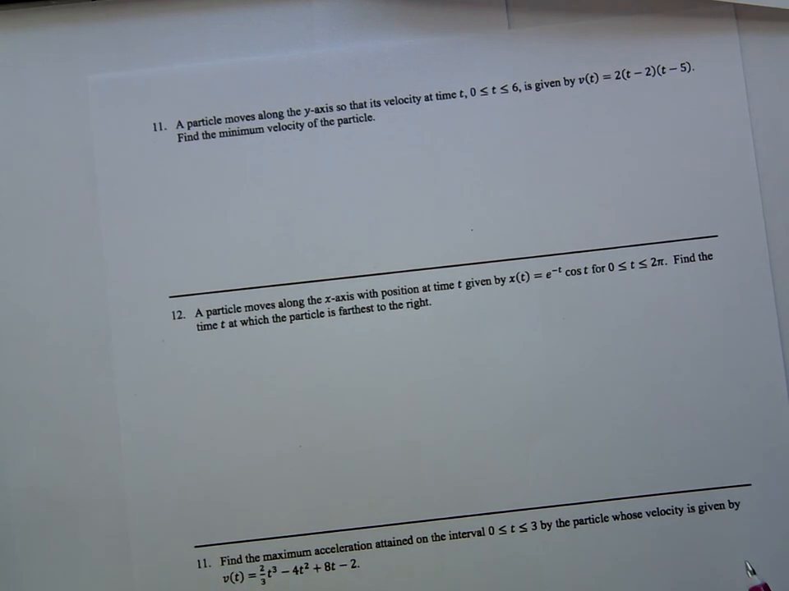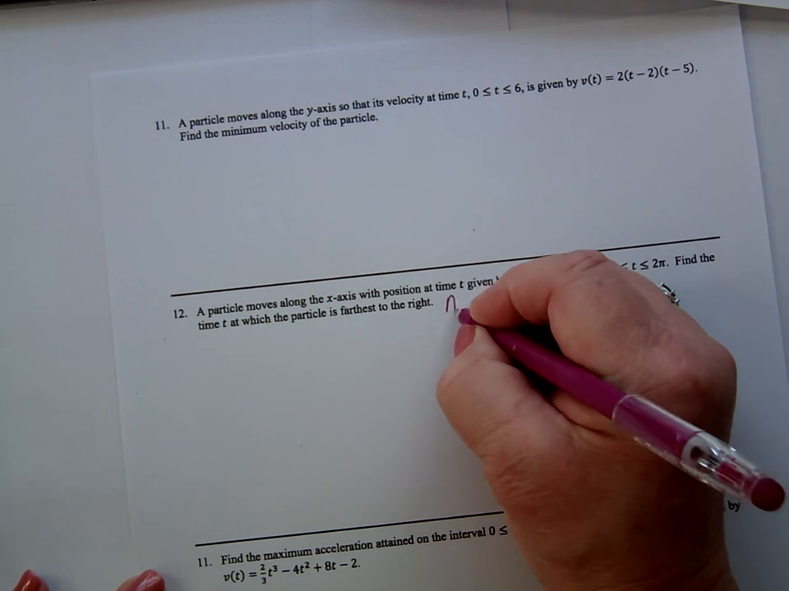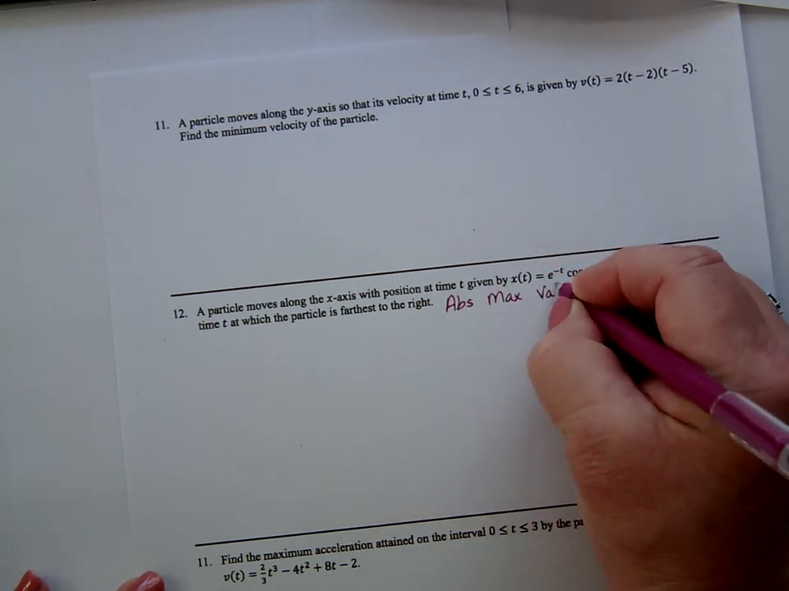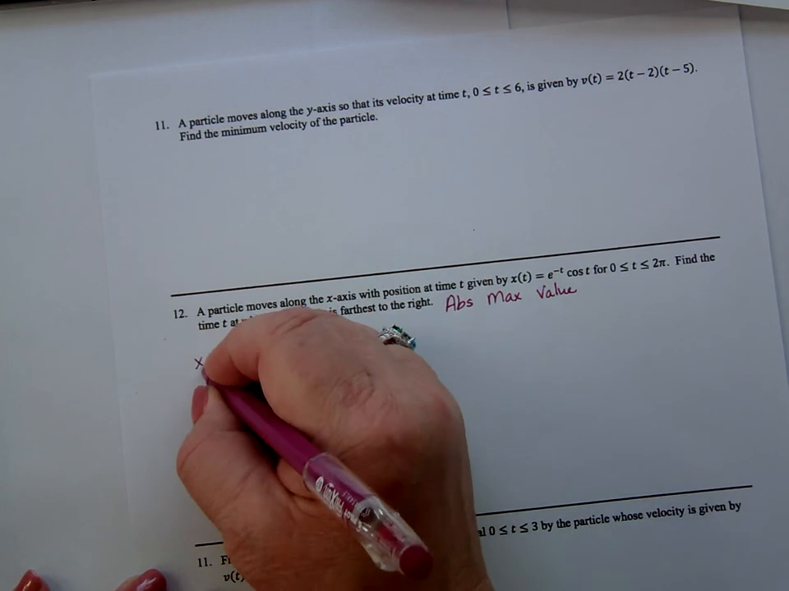So number 12, the particle moves along the x-axis with the position given by e to the negative t times cosine of t. Find the time at which the particle is furthest to the right. In other words, it wants to know the absolute maximum value. When is it furthest to the right? So I find my first derivative for my critical points.